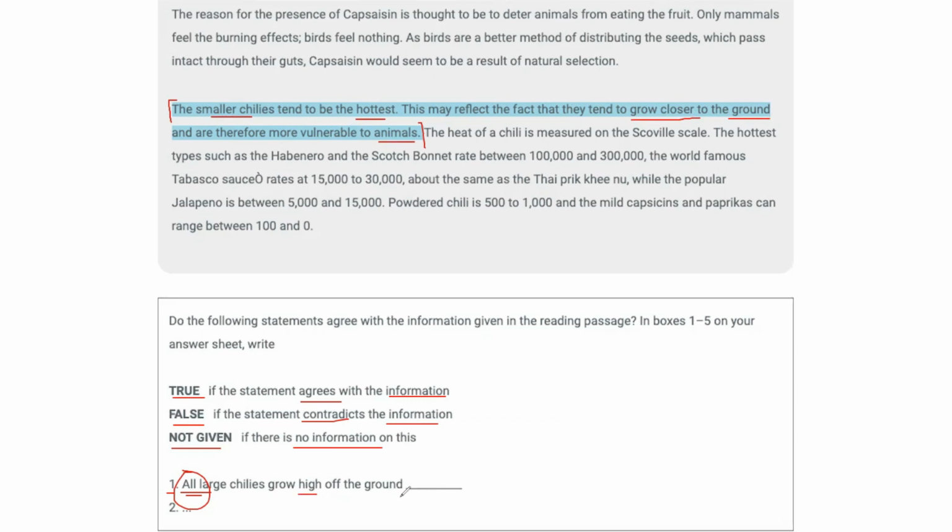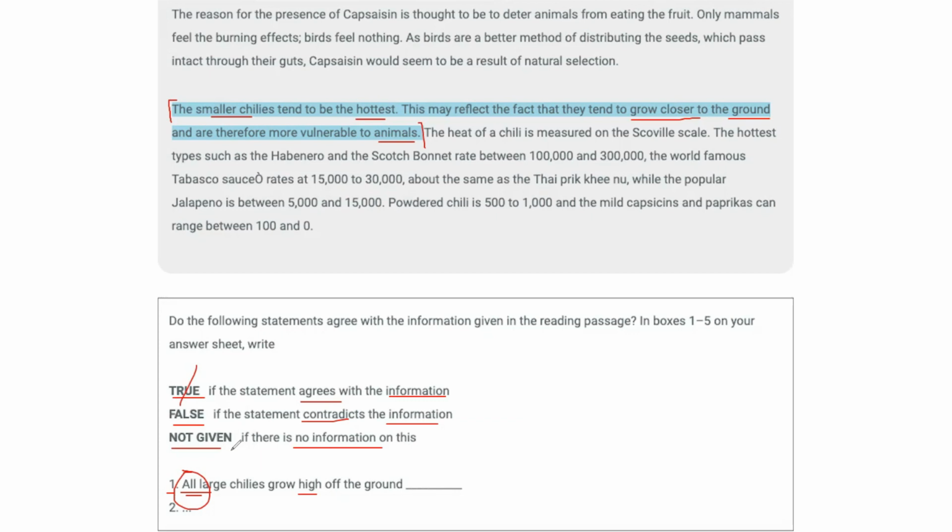So the text is talking about smaller chilies. The question is talking about large chilies. They are not similar, so I couldn't say true because this statement does not confirm number one. So true would not be an option here. The problem is figuring out if this is false or not given.